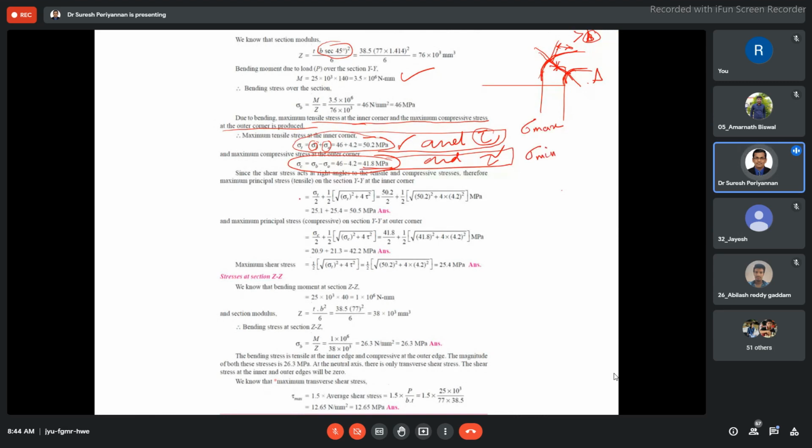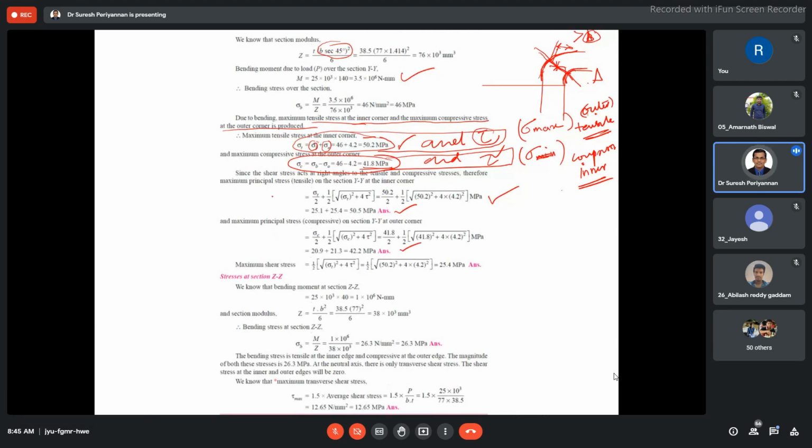Then substitute into our maximum principal stress theory concept. Maximum principal stress: this sigma 1 will give you 50.5 megapascal. Now find out the maximum principal stress with respect to tensile. Sorry, this is not tensile, this is with respect to compressive. This is the inner region, this is the outer region. That's all. Then you can find out the compressive stress with respect to this and the maximum shear.